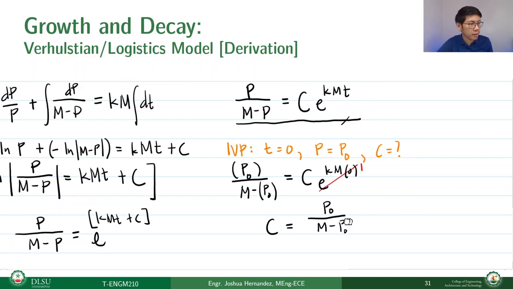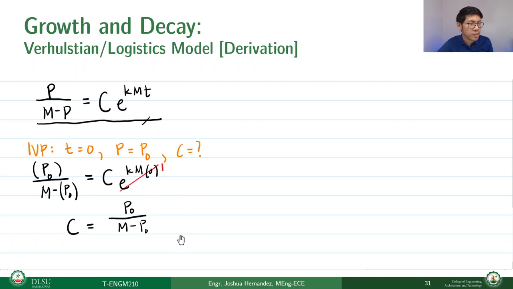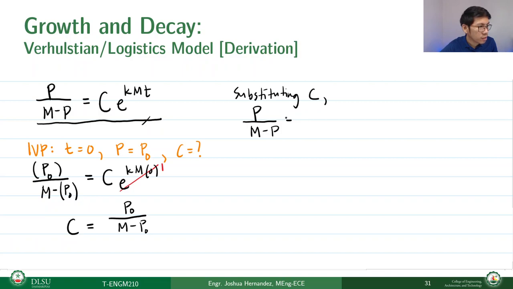Ayan. Now that we have c, we can substitute it back, no, to our equation, to our first working equation. And we're gonna get, substituting c, we're gonna get p all over m minus p equals, ayan, yung p sub 0 or p naught over m minus p naught e raised to kmt. Ayan.